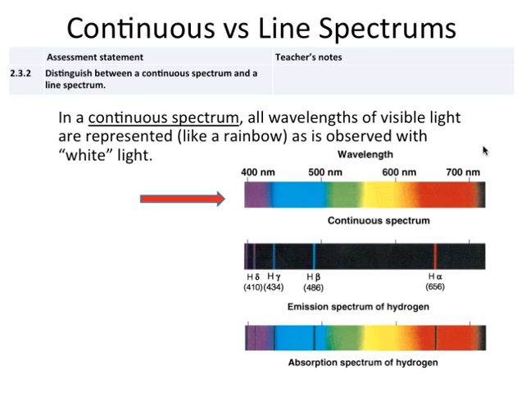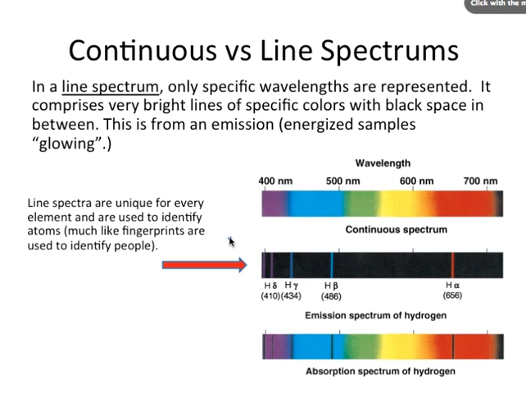So just to review the continuous versus line spectrums. In a continuous spectrum, all wavelengths of visible light are represented, and this is observed with white light. In a line spectrum, which is this, only certain wavelengths are represented. This is from an emission spectrum with discrete lines, and they are unique for every element, and they can be used to identify that element.